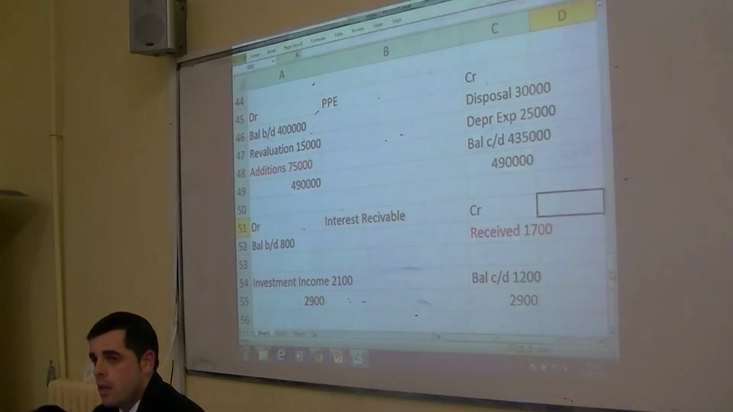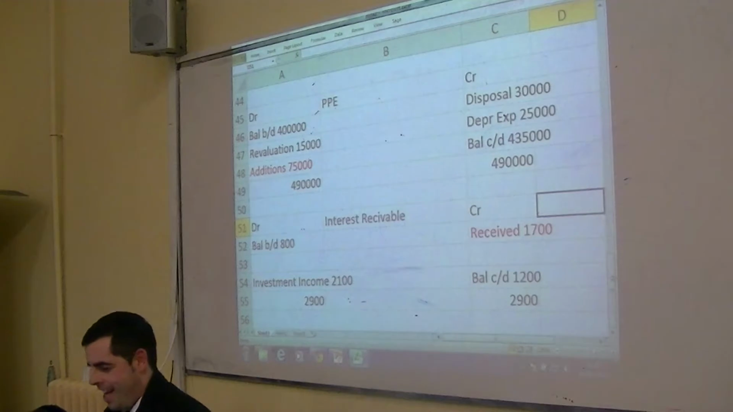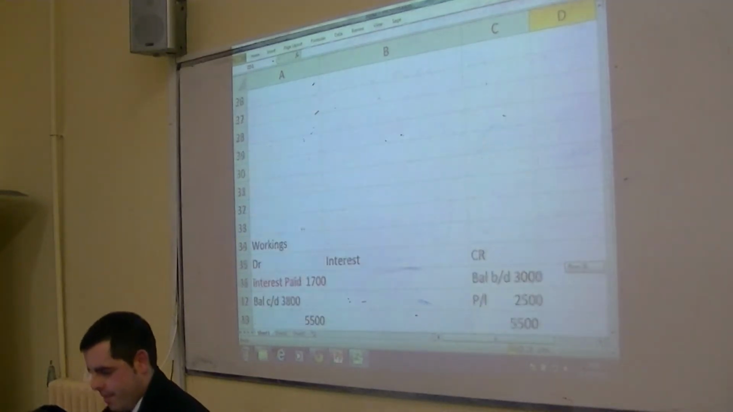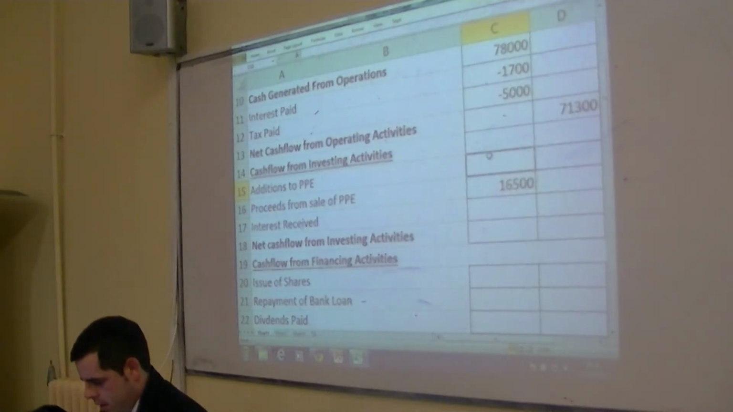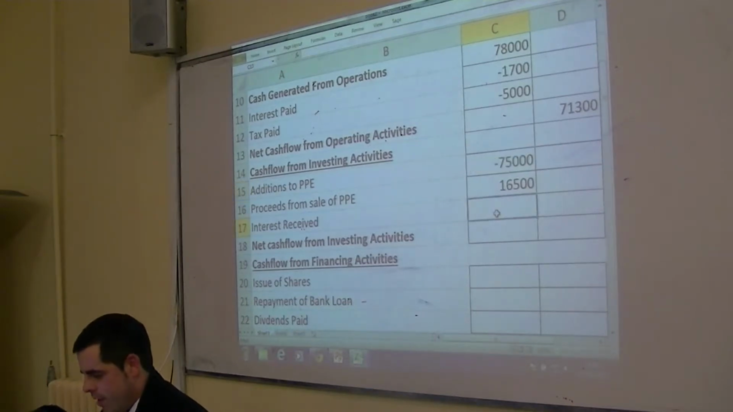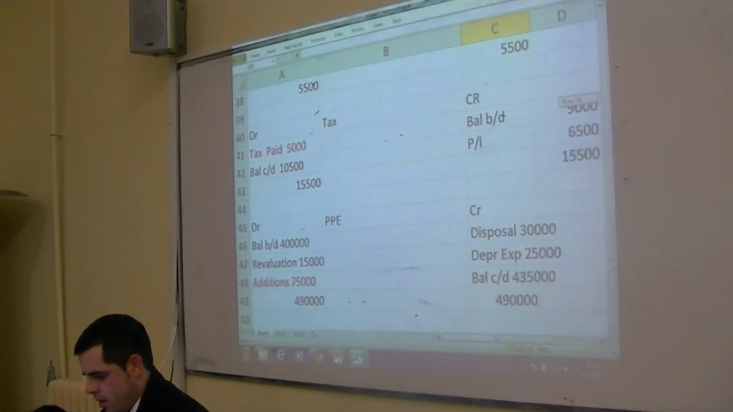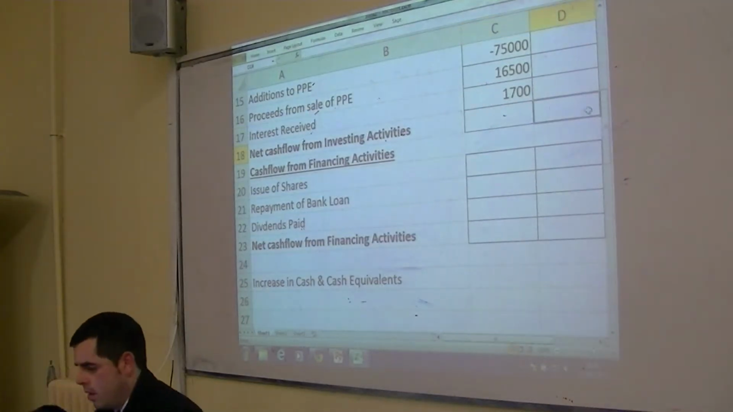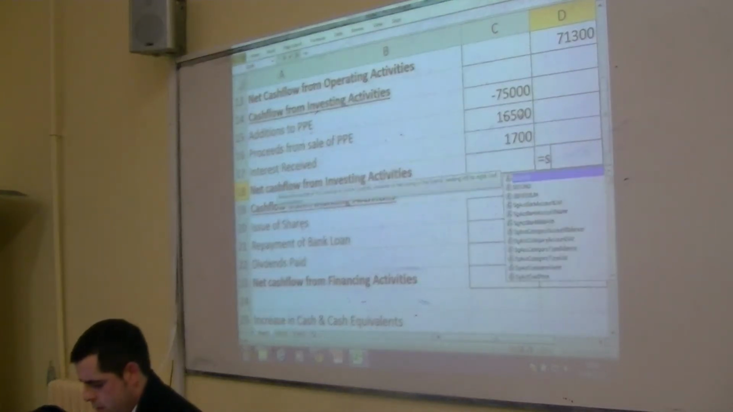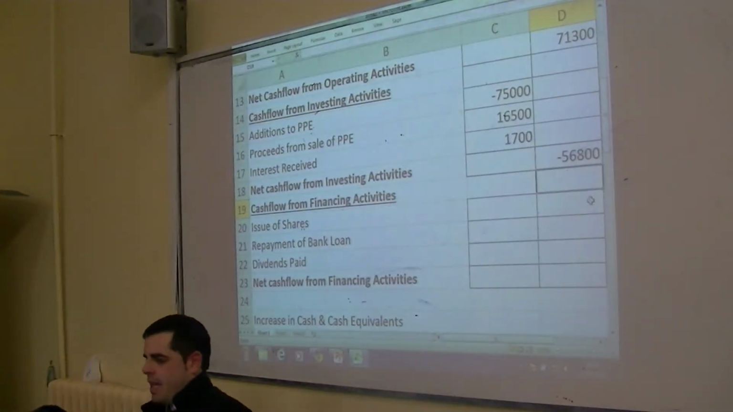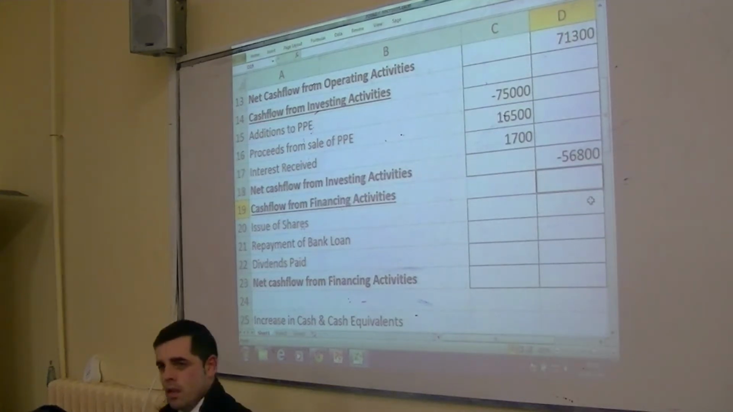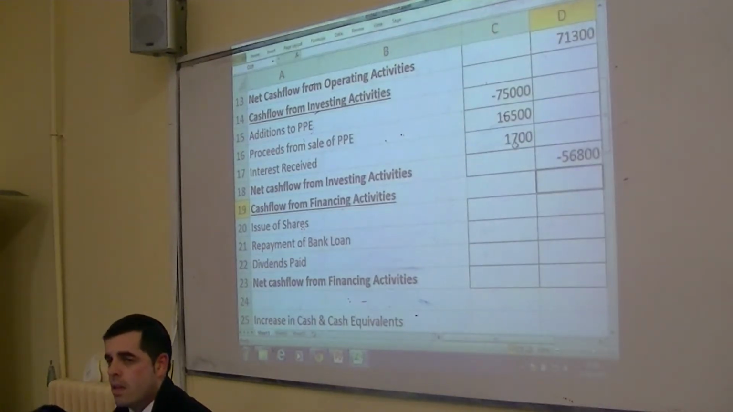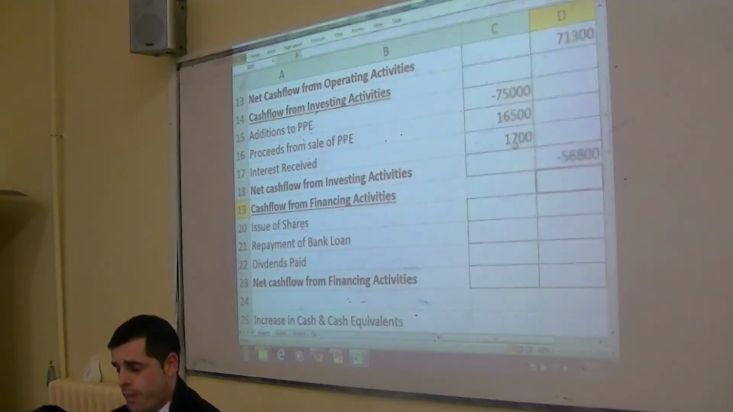So if we let them go out, they'll cancel out. In the exam, that'll make you think. 75 and 17. So additions is a negative 75, and interest received a positive 1,700. So I think that gives us a negative net cash flow for investing activities of 56,800. So negative 75, positive 16 and a half, and a positive 17. The handy note is if what you're looking for is on the debit side, it's negative, and if it's on the credit side, it's positive. Exactly.